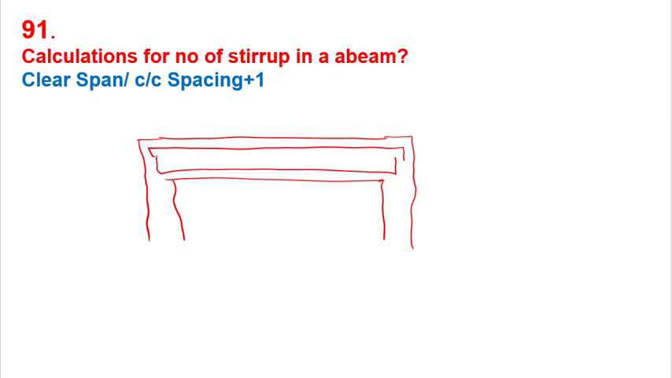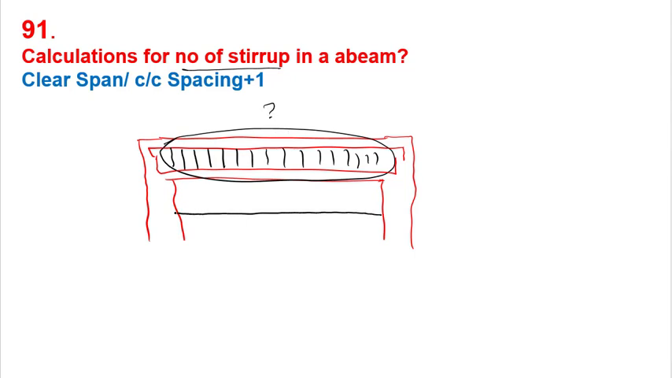And obviously there will be stirrups, or rings, in the beam, right? So in this point they are asking us about the number of stirrups. How many stirrups will there be in a beam? We need to find this. So let's take an example.